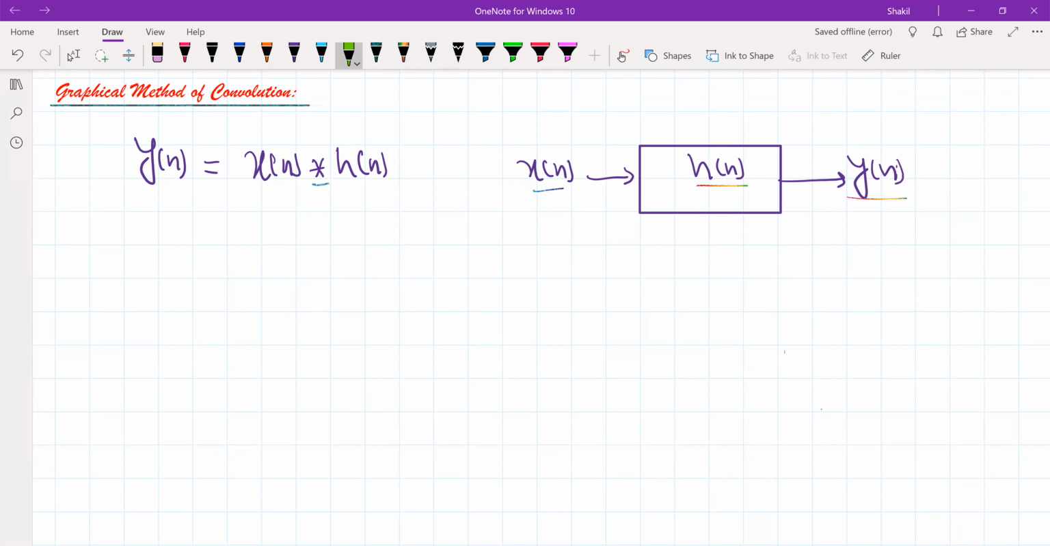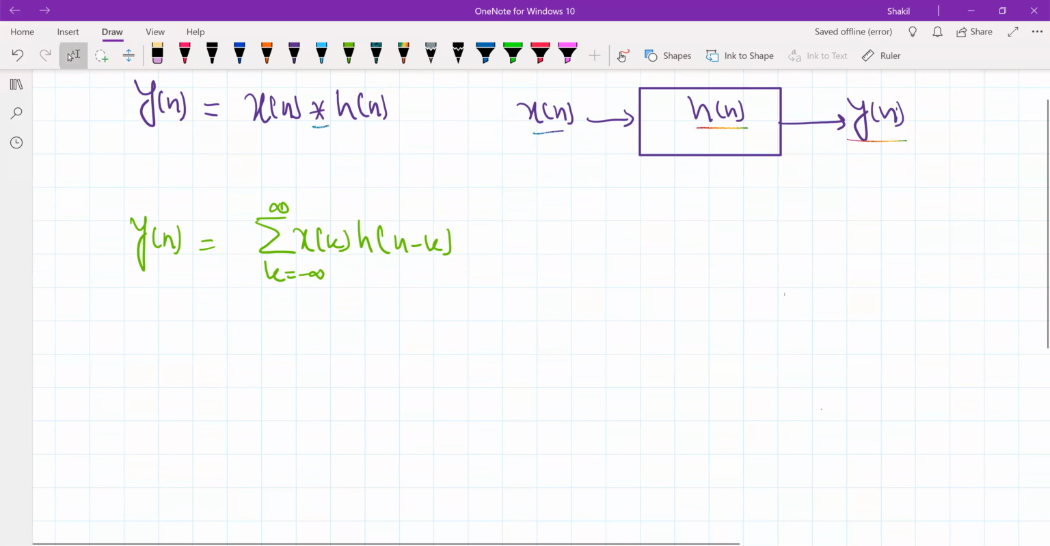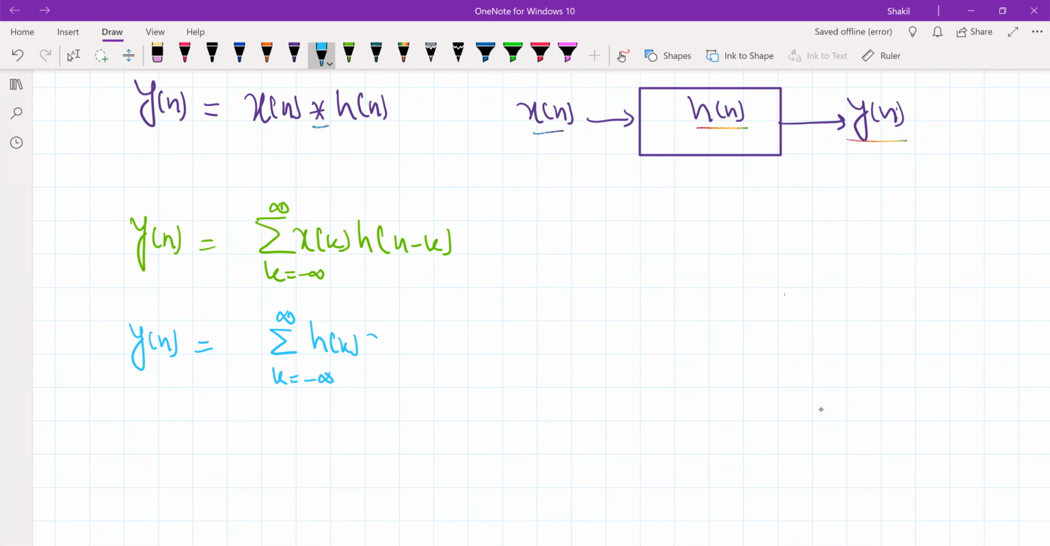And we can write this convolution operation like this: y of n equals summation k running from minus infinity to infinity x of k h of n minus k. Or we can also write the convolution between x and h like this: summation k running from minus infinity to infinity h of k x of n minus k. Now what's different between this summation formula and this summation formula? The only difference is here the n minus k operation is performed on the h sequence. Here the n minus k operation is performed on the x sequence. That's the difference between these two.